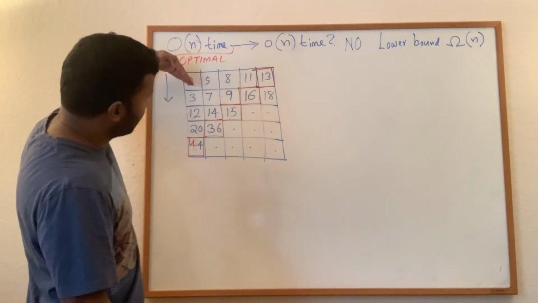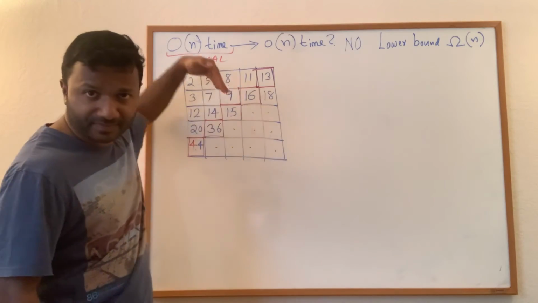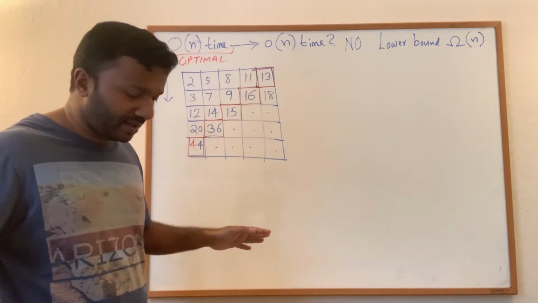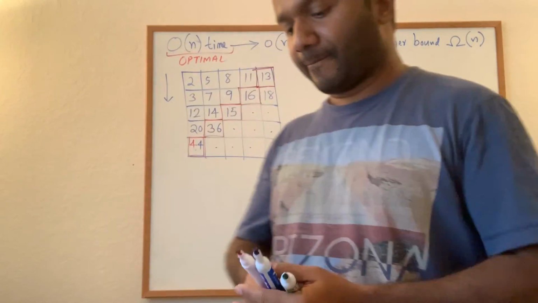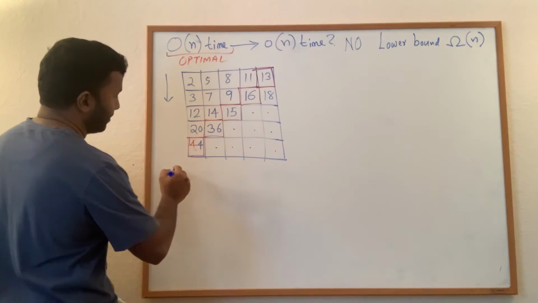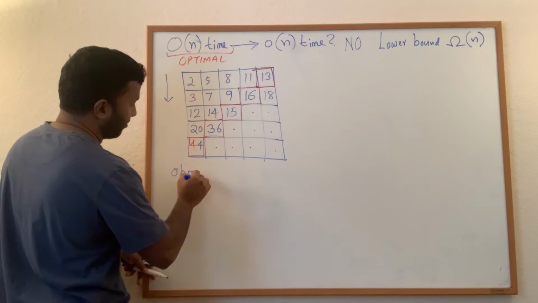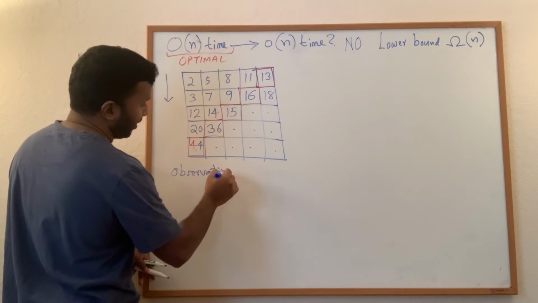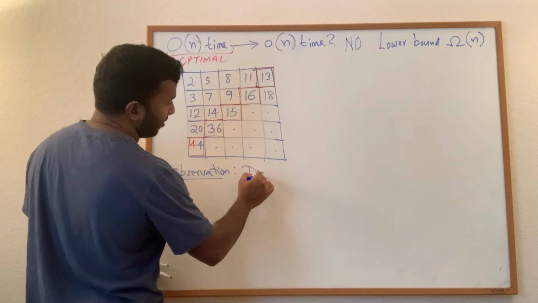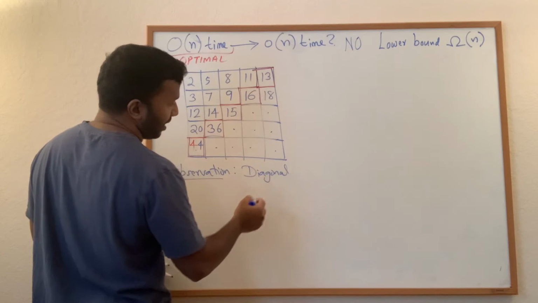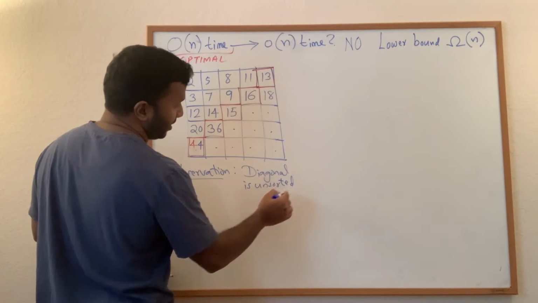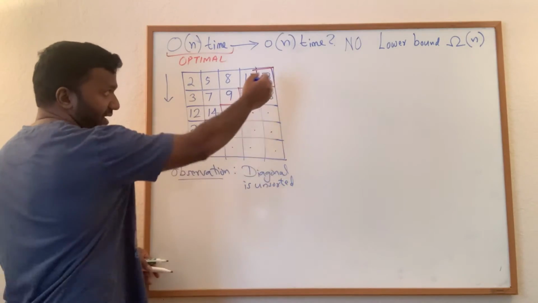There is an ordering here. These numbers must be in increasing order, right? This diagonal, but this other diagonal is completely unsorted. So keep this observation in mind: this diagonal is unsorted, specifically this diagonal.